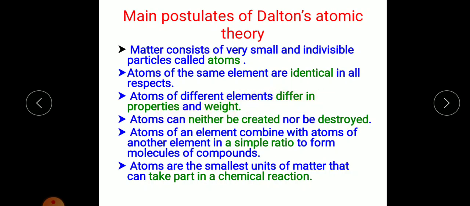The third point is atoms of different elements differ in properties and weight. So if you take atoms of different elements, they should be totally different. They should have different properties, they should have different weight. But here also it has a certain drawback because it could not explain the idea of isobars.